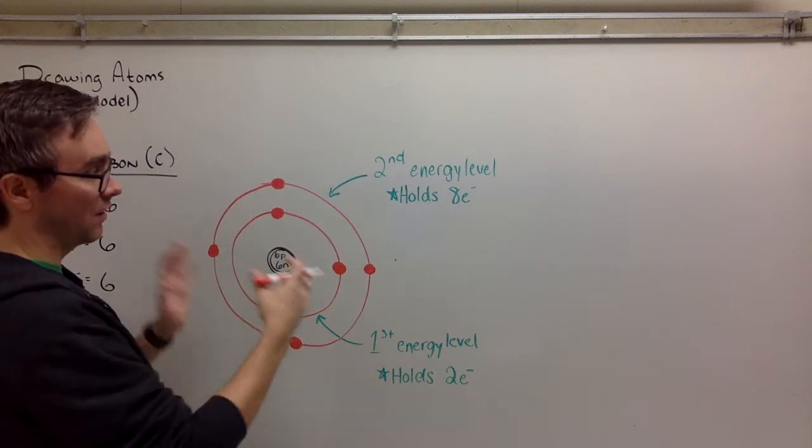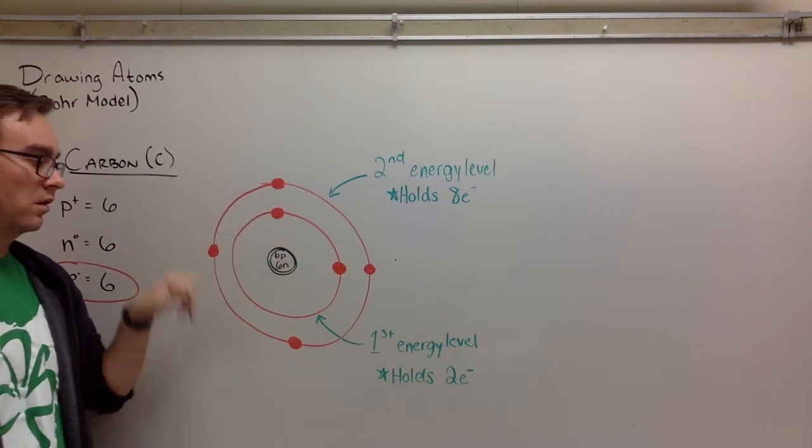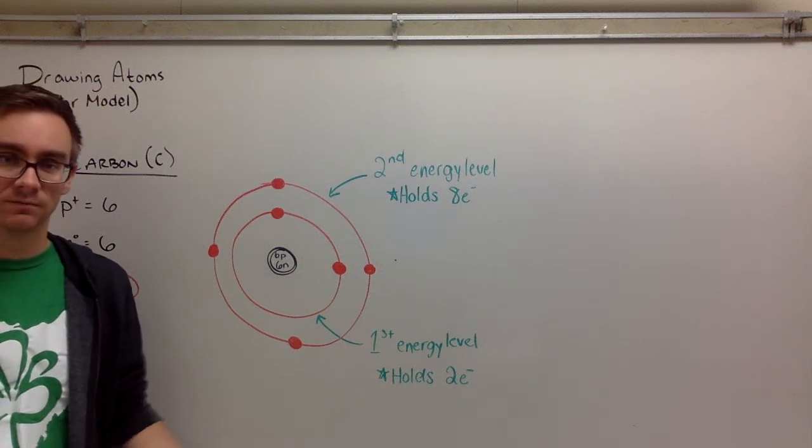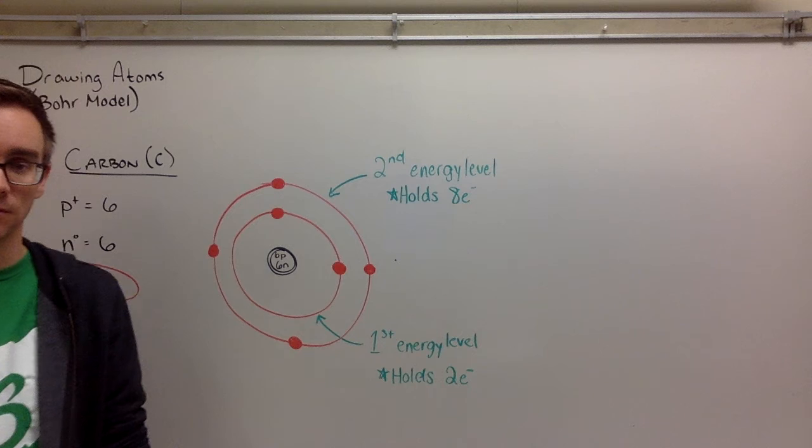All right, so now we are done. We have our 6 electrons, right? 2 in the first energy level, 4 in the second energy level. Pretty straightforward. All right, we could have put more in the second energy level, but we didn't need to.